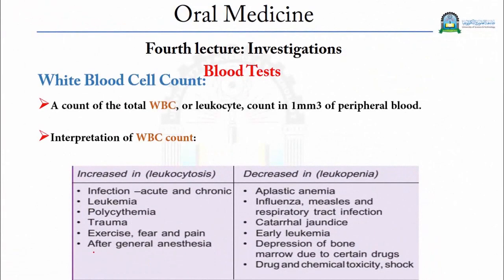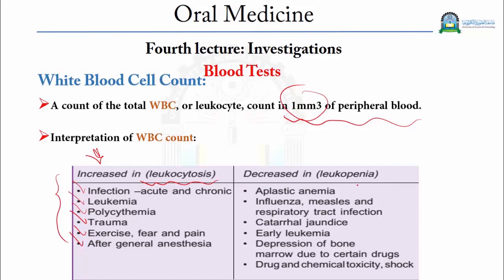WBCs, white blood cell count, is a count of the total WBCs or leukocytes in 1 to 3 millimeters of peripheral blood. This is the amount of blood sample that should be withdrawn from your patient. Interpretation of WBC count: when the WBCs increase, we call it leukocytosis. It increases in cases of infection, leukemia, polycythemia, trauma, exercise, and after general anesthesia. These are the conditions when the WBCs are increased.